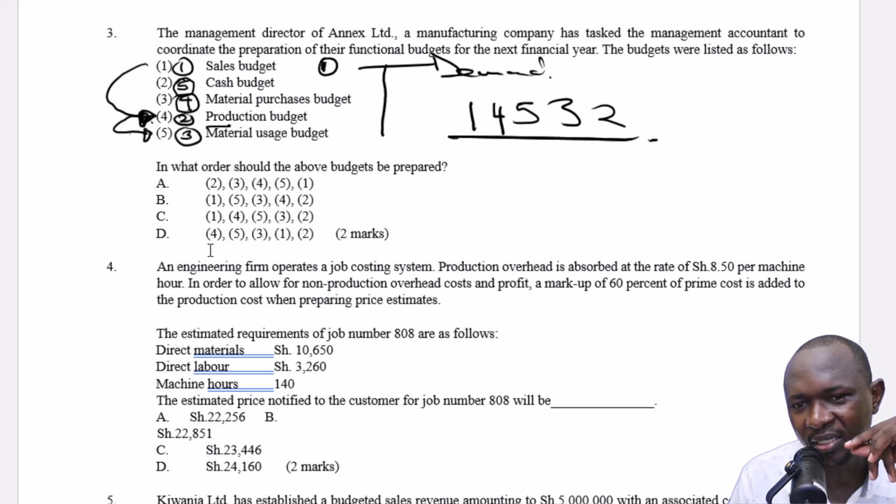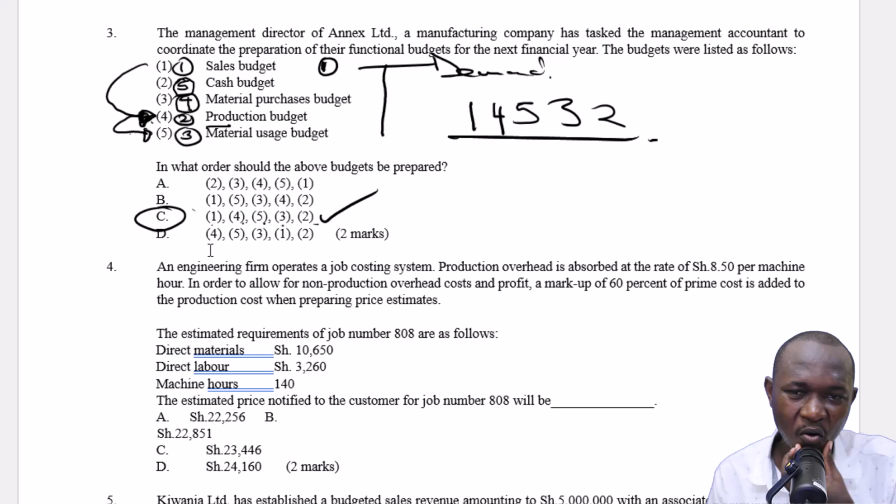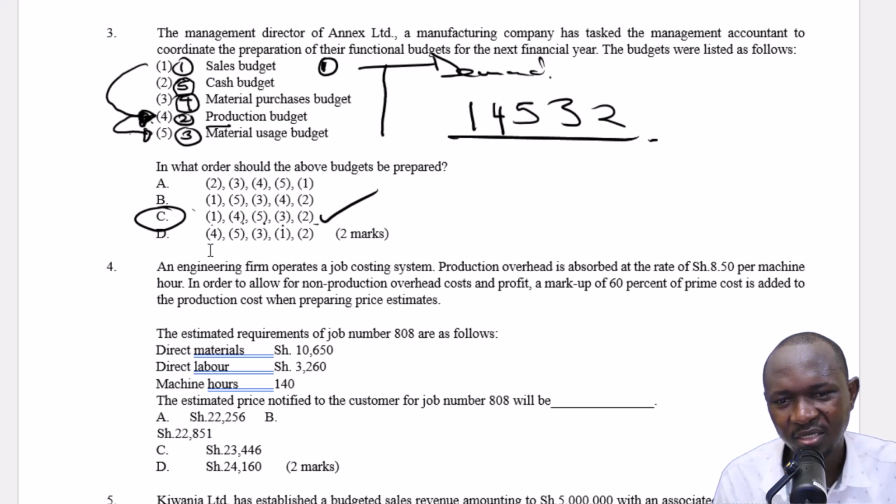So this will be the ideal answer. Do we have it here? 1, 4, 5, 3, 2. Yes, this will be the ideal answer. Otherwise, if we start with 2, the cash budget, no, we can't start with the cash budget. Where will you get the sales figures when you have not prepared the sales budget? So this one is definitely no. Option 4, we start with the production budget.